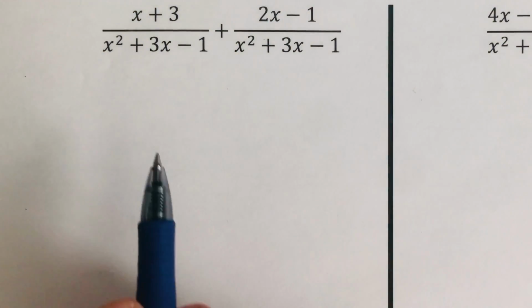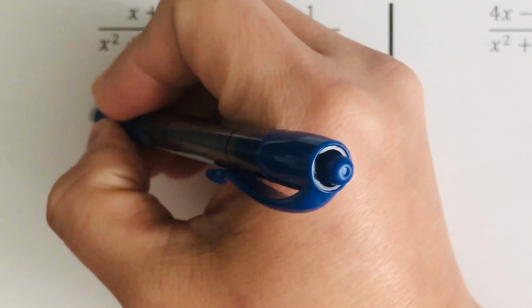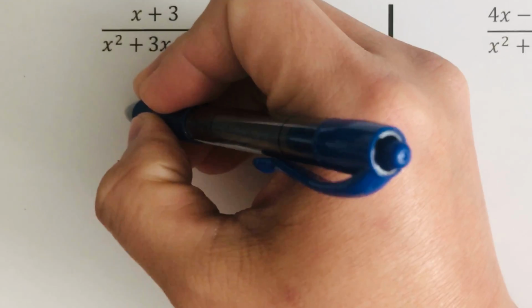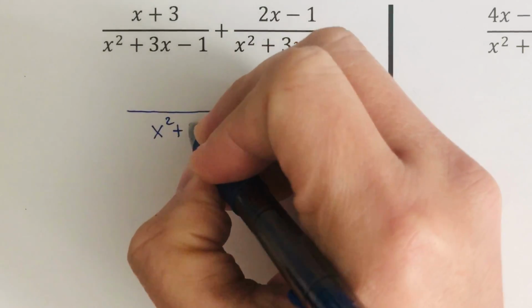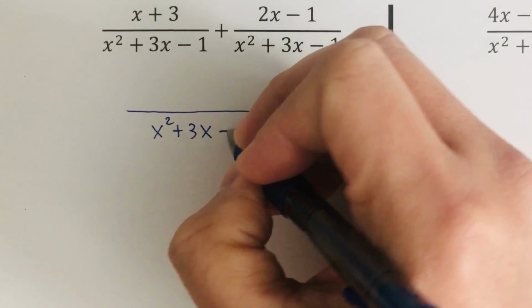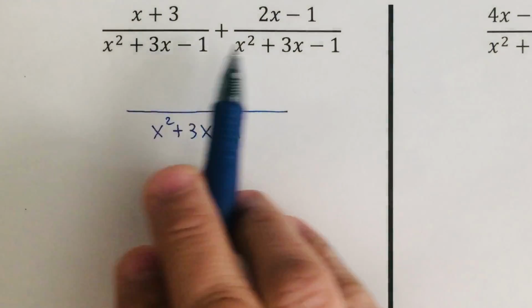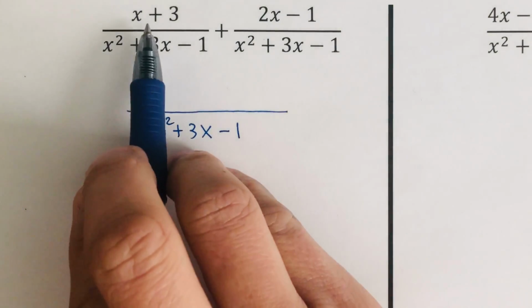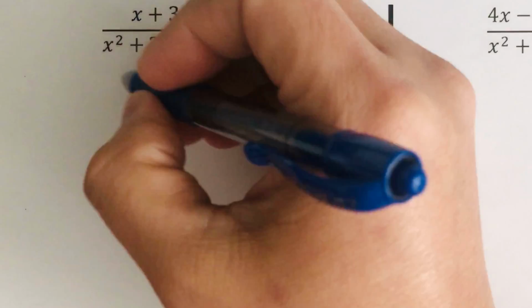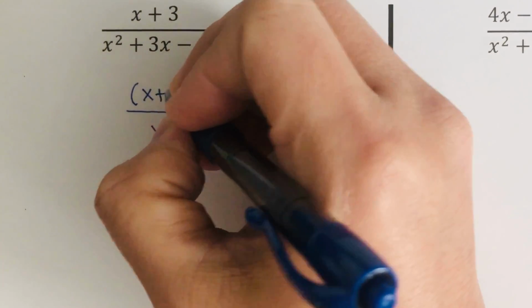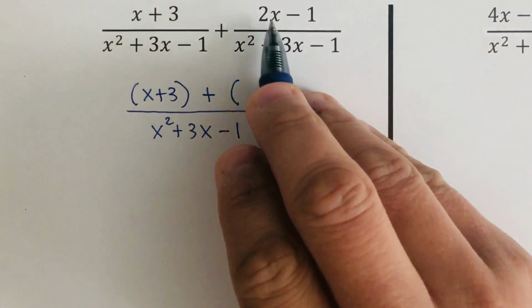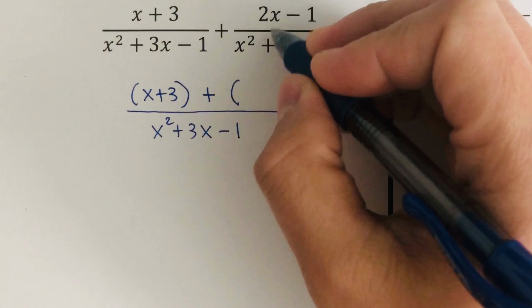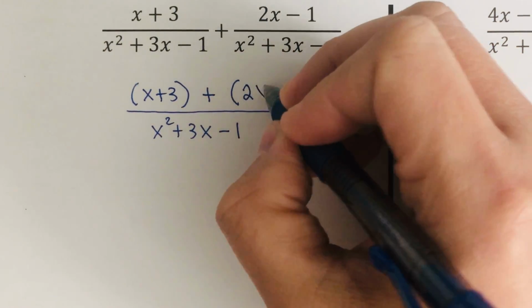In this problem right here, I'm just going to copy their common denominator. So that would be x squared plus 3x minus 1. I'm just going to write them all out. So I copied their common denominators. Then I will add their numerators. So I will put the x plus 3, and then a plus in between, and then the other numerator would be 2x minus 1.